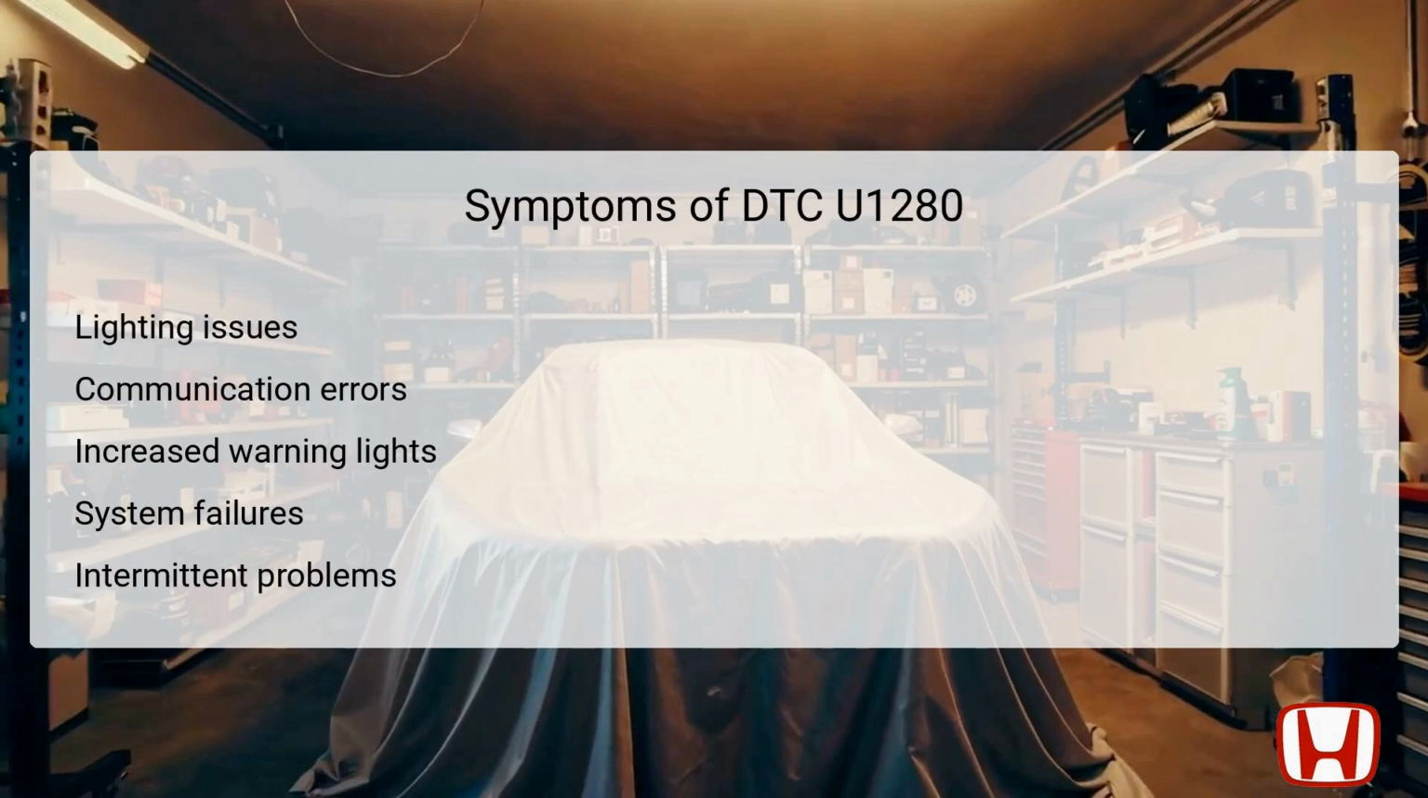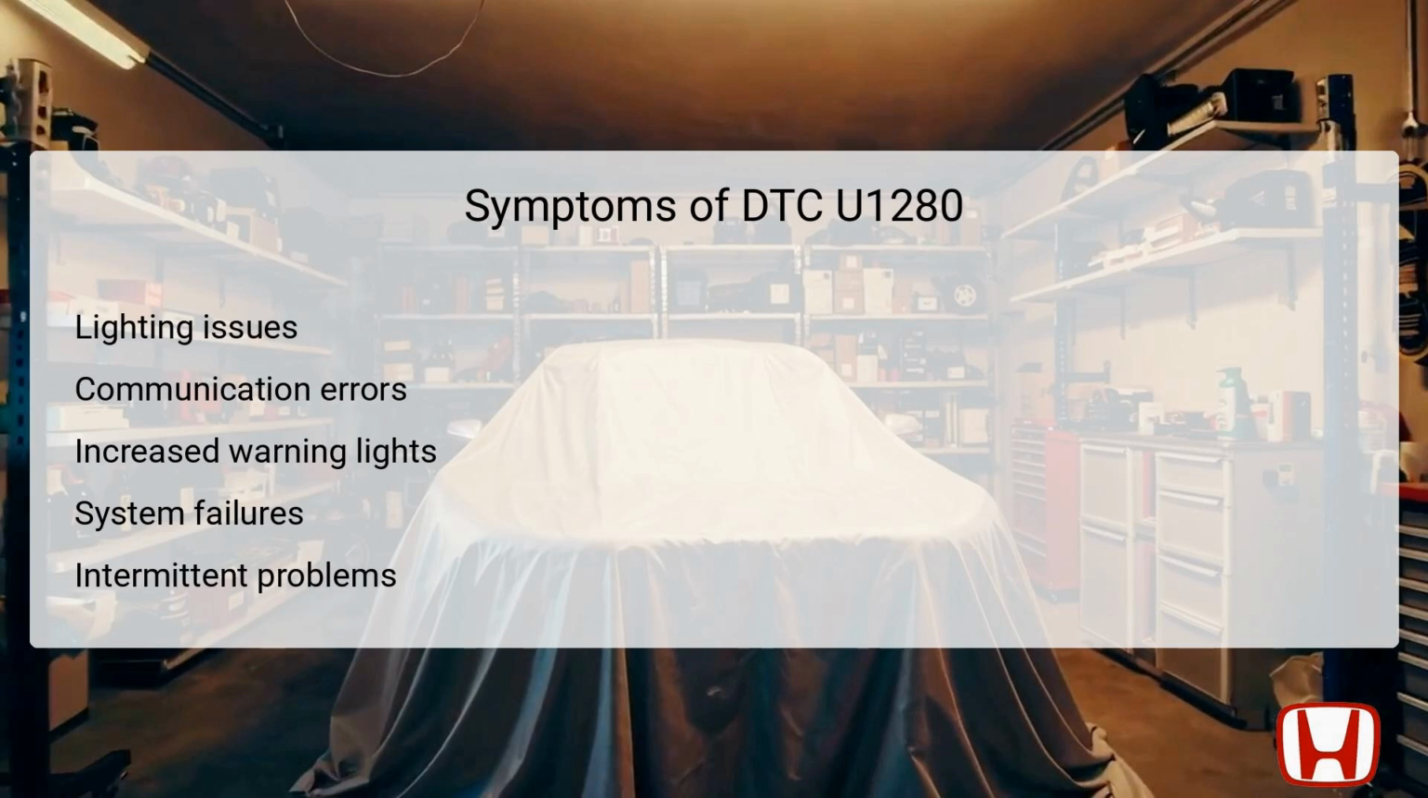Identifying symptoms associated with DTC U1280 is crucial in diagnosing the underlying problem. Drivers may notice issues related to lighting system malfunctions, such as headlights or taillights failing to operate correctly or adjusting as they should. There may also be communication errors affecting other systems that rely on the CAN network, leading to erratic behavior and even increased warning lights on the dashboard.